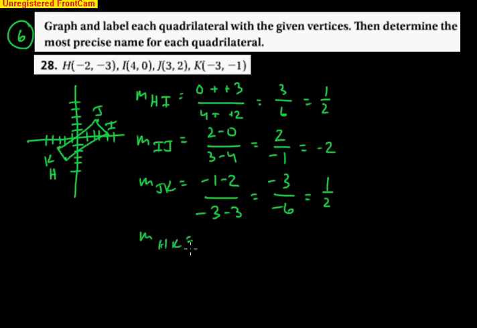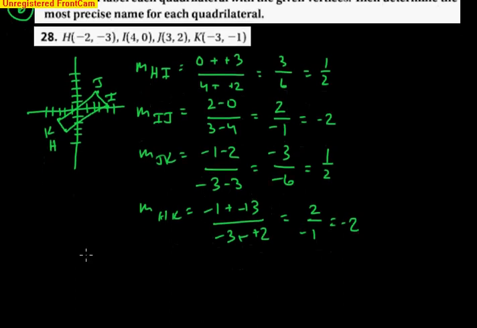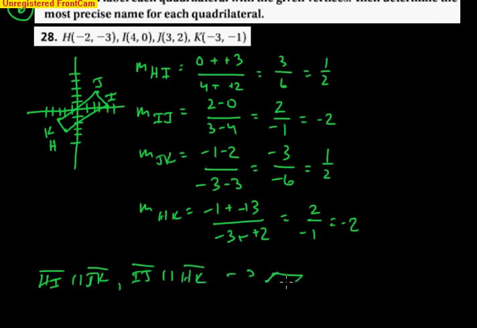Move on to HK. Y's over x's is -1 minus -3 over -3 minus -2. That's a lot of negatives. Plus plus, that's 2 over plus plus -1, that's -2. And what do I see? Well, I see some parallel lines. HI is parallel to JK. IJ is parallel to HK. That means I am a parallelogram.